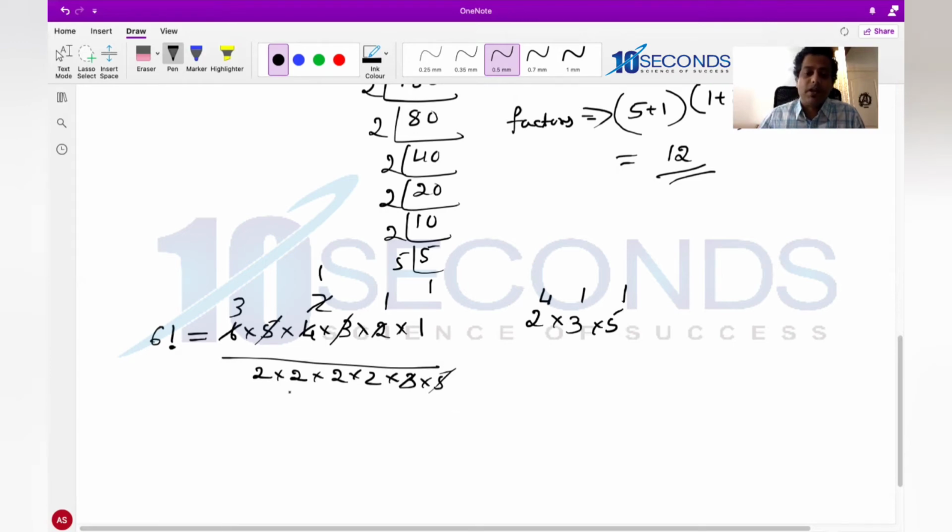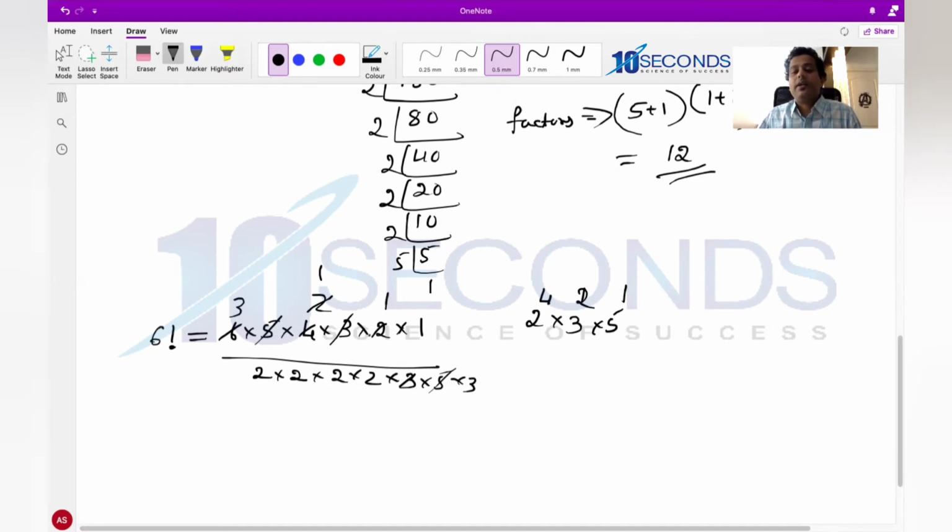No, we missed one number. This 3 is again divisible by 3, so one more 3. Now this will take time, because 6 factorial is such a small number, and for that we are taking this much time. So that is time consuming.